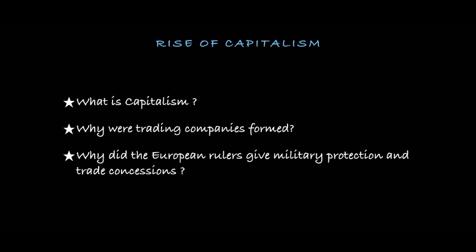Why were trading companies formed? It was not easy to carry out trade single-handedly, and hence many traders came together and formed the trading companies. Why did European rulers give military protection and trade concessions? Trade with Oriental countries was very profitable and responsible for economic prosperity. That is why European rulers gave military protection and trade concessions. It led to accumulation of wealth in Europe, and it led to rise of capitalist economic system in Europe.